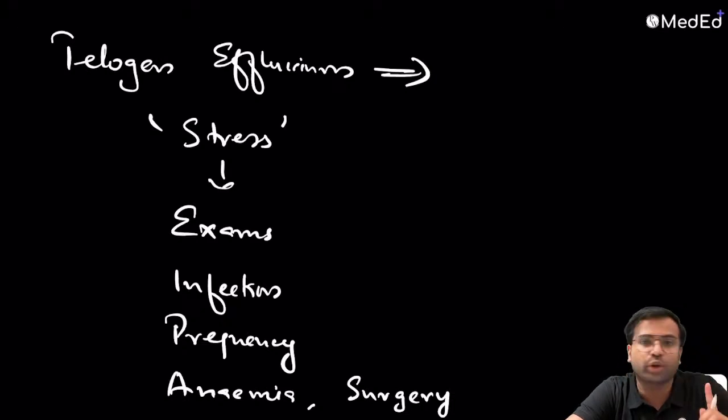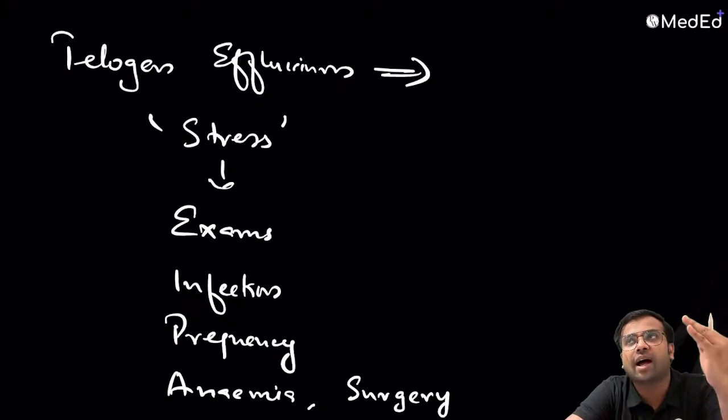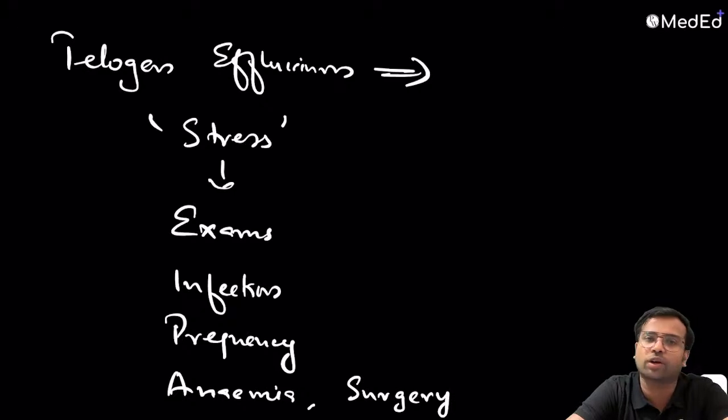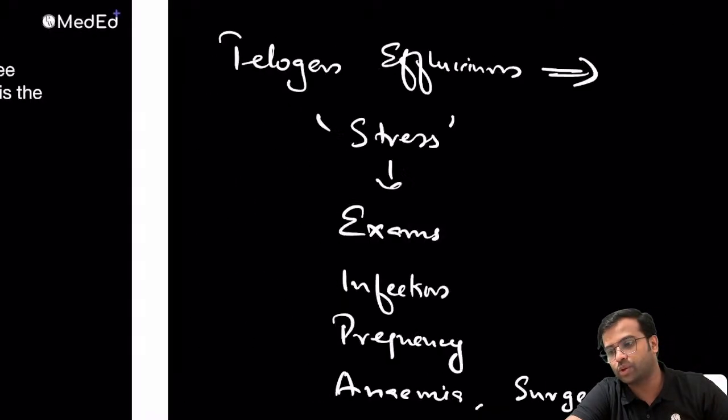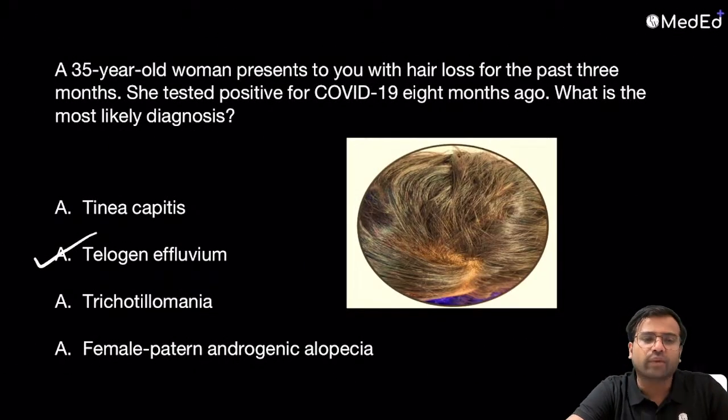So remember, for your exam, if you get any question about hair loss after COVID-19, after tuberculosis, after pregnancy, or after anemia, like hemoglobin is less, and the patient complains of hair loss, all these things are going to be a single answer. It's telogen effluvium. That is going to be telogen effluvium. And what is the next one?